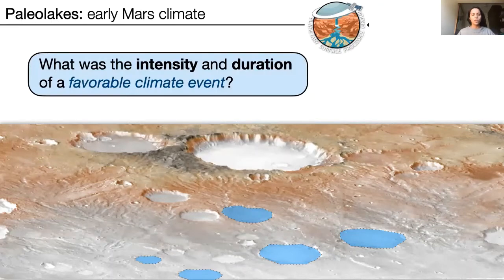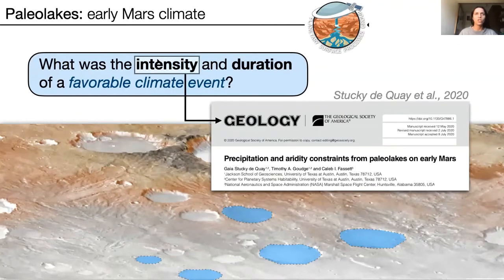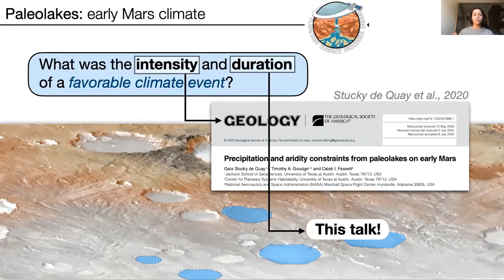And so really the question that this work seeks to answer is, what was the intensity and duration of a favorable climate event on Mars? And really this is two different questions. The first question, the case of intensity, is something we sought out to answer in our most recent paper that was published last summer, which is basically, how much precipitation can actually be supported by these lakes. But the focus for this talk is going to be on the second part of this question, namely looking at the timescales that are required to form the lakes that we observe.